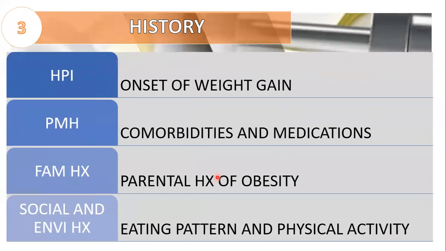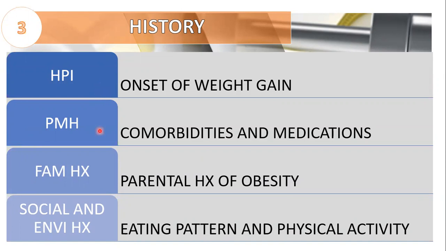For the other parts of history of present illness, we must consider the onset of weight gain. If it has been over a long time, it is more likely a primary weight gain due to higher food intake than food expenditure. But if the onset is only for a few months, it could be secondary weight gain.